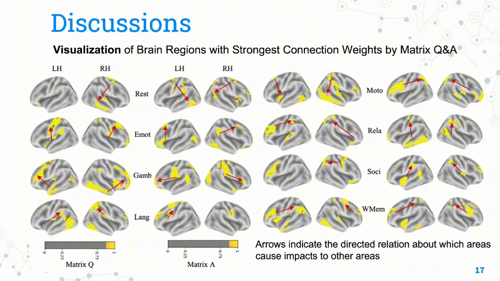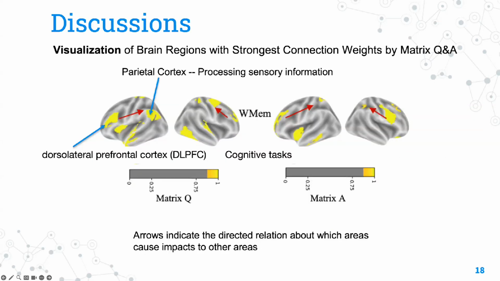Next, let's take a closer look at the characteristics of the working memory tasks. In the working memory task, we observe strong influence processes in specific brain regions. The figure shows the strong connections linked to the working memory tasks, visualizing causal interactions between brain regions through matrix Q and A. We see that the parietal cortex plays a key role in processing sensory information, while the dorsolateral prefrontal cortex, or DLPFC, serves an important function in cognitive tasks.